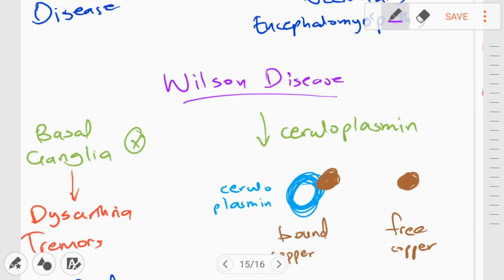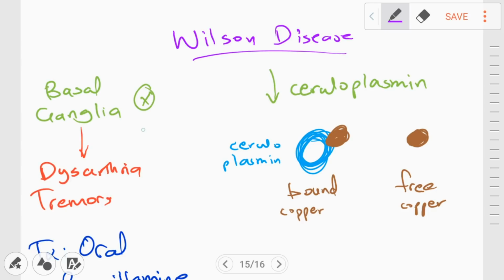We'll start off by discussing Wilson disease. In Wilson disease, your basal ganglia is affected, right? So basal ganglia is normally involved in the regulation of purposeful movement, and so a defect here results in tremors and dysarthria, dystonia. If you check the serum of the patient, what you will find out is that the patient's ceruloplasmin levels are low. What is ceruloplasmin? Ceruloplasmin is the protein which carries copper in the blood and stops it from getting deposited in our organs.